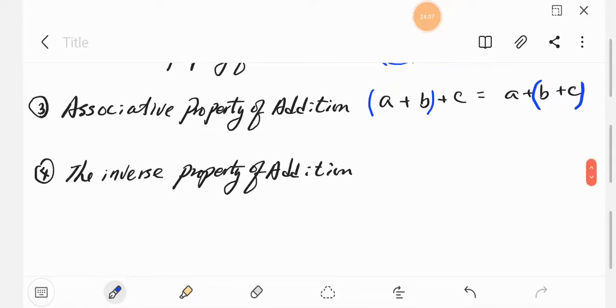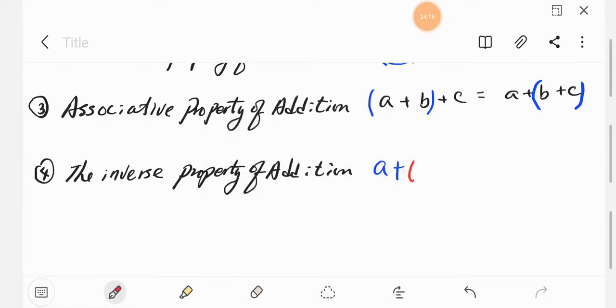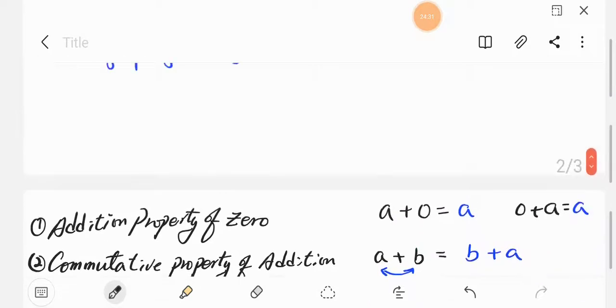Okay, the inverse property of addition is this. Here's a number A, and then you are adding the opposite of this A, which is negative A. Then what is the result? 0. So the inverse property of addition is you are adding a number and its opposite, and the result will be 0. These two numbers are additive inverses of each other, right?